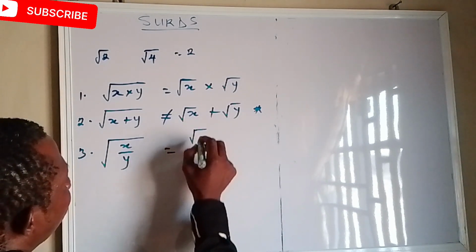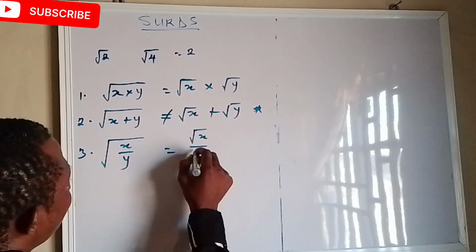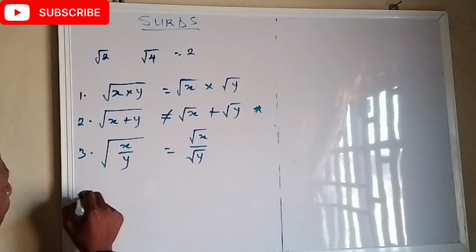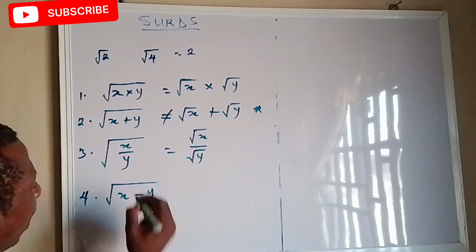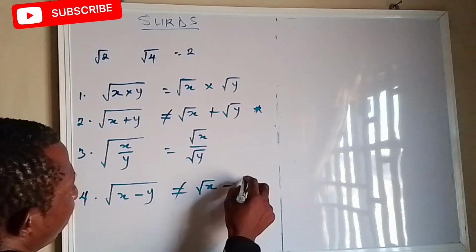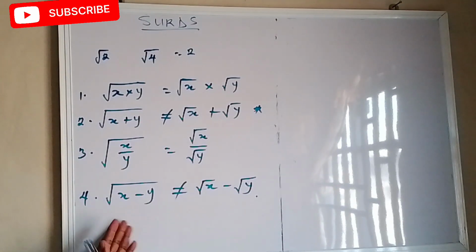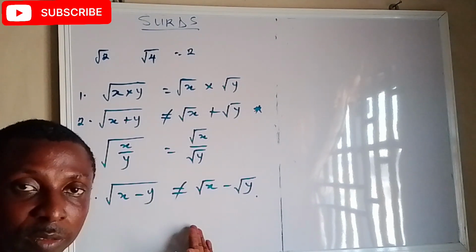Now the third one, we have the square root of x over y. That's the square root of x over the square root of y. Now let's look at this: the square root of x minus y is not the square root of x minus the square root of y. So these rules are very, very important when solving problems in SURD.